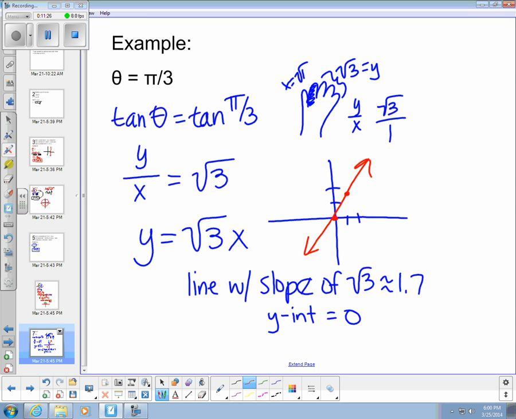In polar form, if I graphed theta equals pi over 3, then that's the same thing that I would get on a polar grid. So just remember your formulas, and when you're going to polar form, you can only have r's and thetas in the equation. If you're going to rectangular form, you can only have x's and y's in your equation.